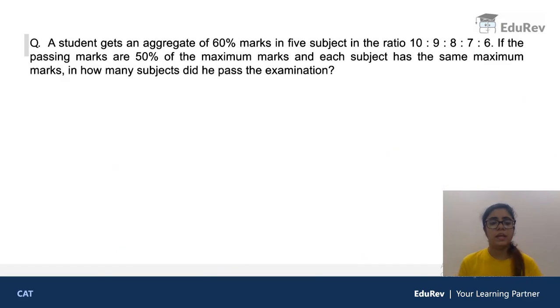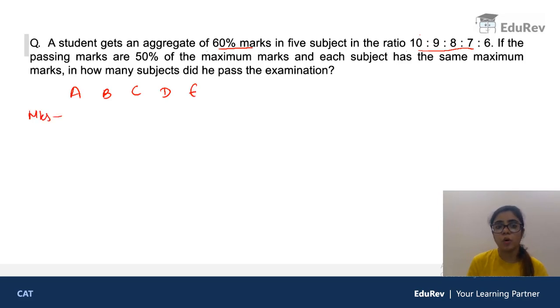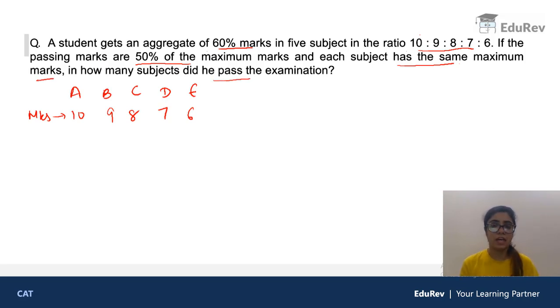What does it say? It says a student gets an aggregate of 60% marks in 5 subjects in the ratio 10, 9, 8, 7, 6. Okay? This is an aggregate of 60% marks. So this is the ratio of marks he has scored. So suppose if there are 5 subjects A, B, C, D, E, marks which he has scored, the ratio is 10:9:8:7:6. Now if the passing marks are 50% of the maximum marks and each subject has the same maximum marks, in how many subjects did he pass the exam? Okay, in how many subjects did he pass?